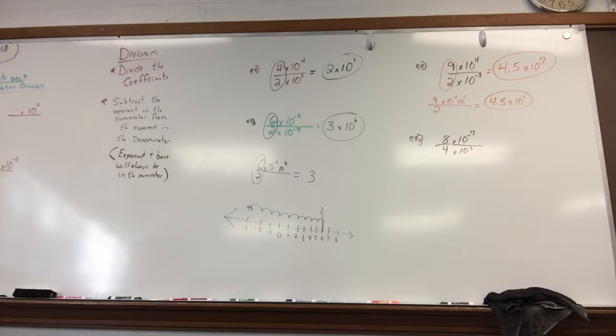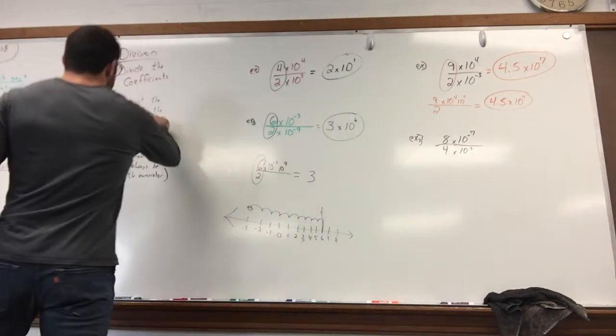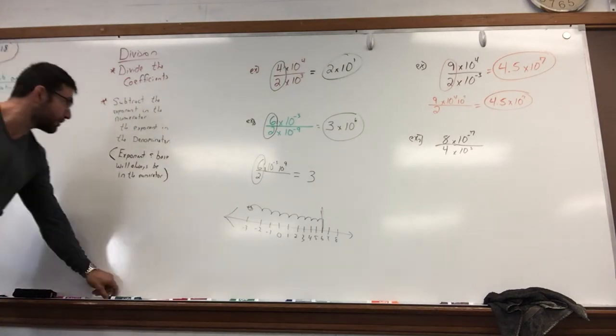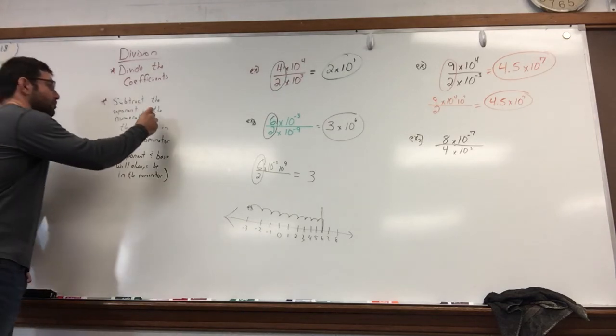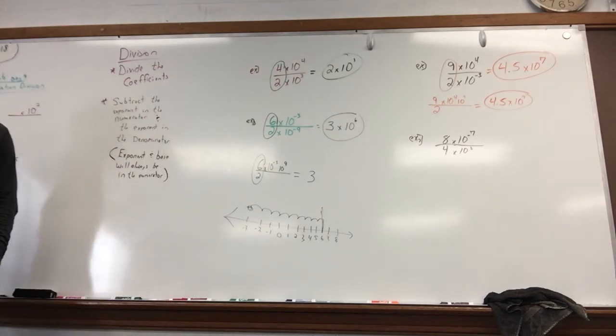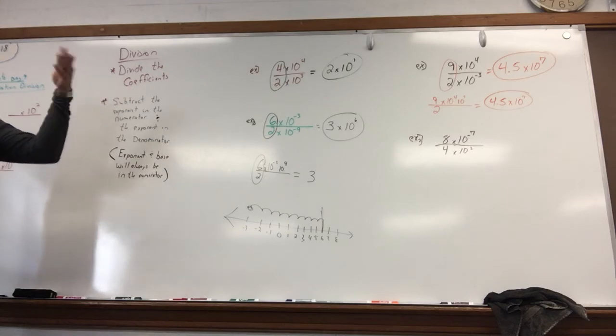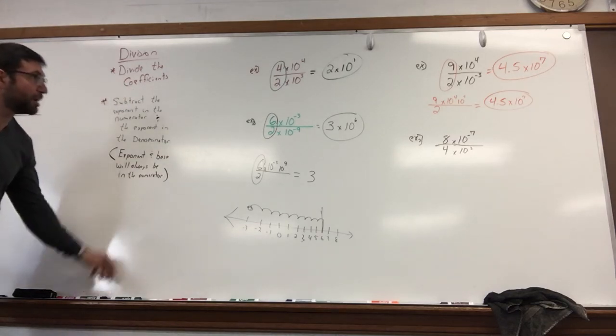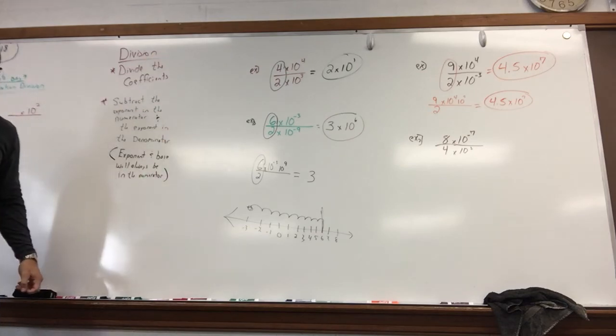Folks, let me clarify here. I misspoke. It's not subtracting the numerator from the denominator. We're not taking 3 minus a -7. We're subtracting the exponent in the numerator and the exponent in the denominator. So it's the numerator minus the denominator. Kind of what we've been doing for all of these.